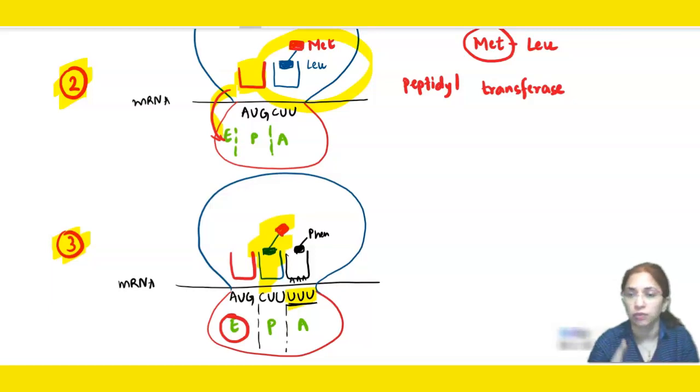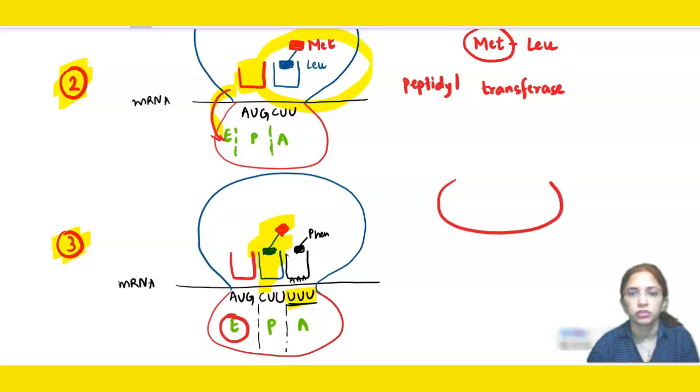Which means at one step the A site will be free. Now the next amino acid will come and be united here. Okay, now the same process will continue. Let me draw one more step here for you so that you can understand it. In the next step, let me draw it with red only because that will be easy for you to correlate.